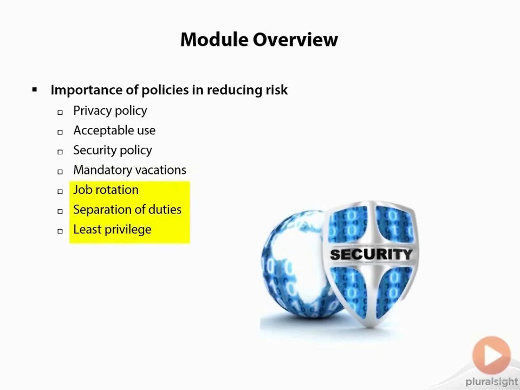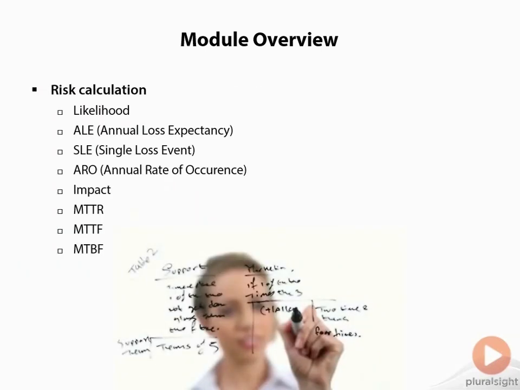Okay, some of these things kind of go together and overlap a little bit. Okay, we'll also talk about risk calculation, the likelihood of risk happening, the ALE, or the annual loss expectancy. We'll talk about the SLE, or the single loss event, and the ARO, or the annual rate of occurrence. These things kind of go hand in hand when we're trying to determine and assess what our likelihood of risk is and what the impact of that risk is going to be. Okay, so hence the next term, impact.